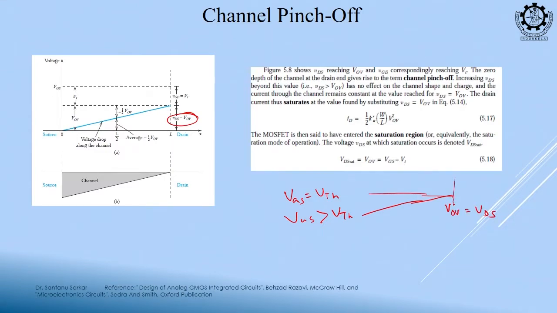So, we can say when VOV is equal to VDS, this channel just ends at the drain terminal, and if you increase VDS greater than VOV, what happens? This channel will move away, because there is now no potential to form the inverted channel. So, if you increase this, this channel will end early. This is known as the tapering of the channel.